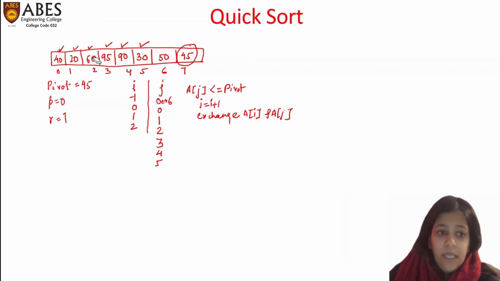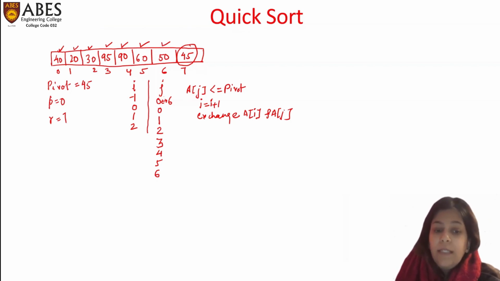See, this A2 will become 30 and this will become 60, right? Now, again, we are going to increment the value of j. It will become 6. And then again, we have to check. Now, the value is greater than pivot, so we are going to do nothing.